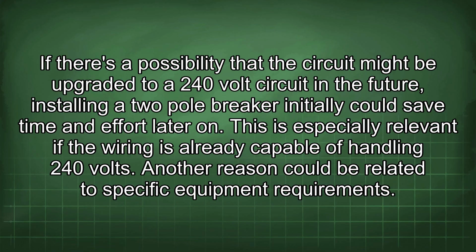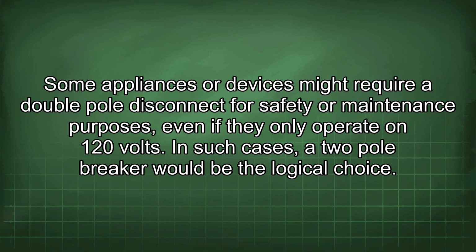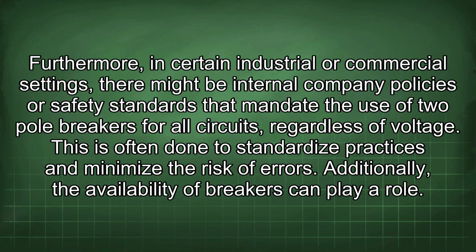Another reason could be related to specific equipment requirements. Some appliances or devices might require a double-pole disconnect for safety or maintenance purposes, even if they only operate on 120 volts. In such cases, a two-pole breaker would be the logical choice. Furthermore, in certain industrial or commercial settings, there might be internal company policies or safety standards that mandate the use of two-pole breakers for all circuits, regardless of voltage. This is often done to standardize practices and minimize the risk of errors.